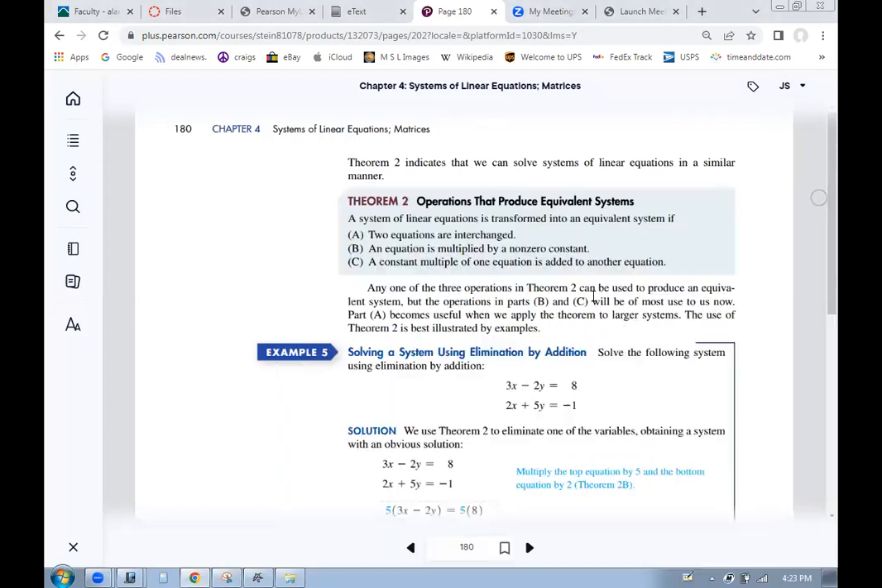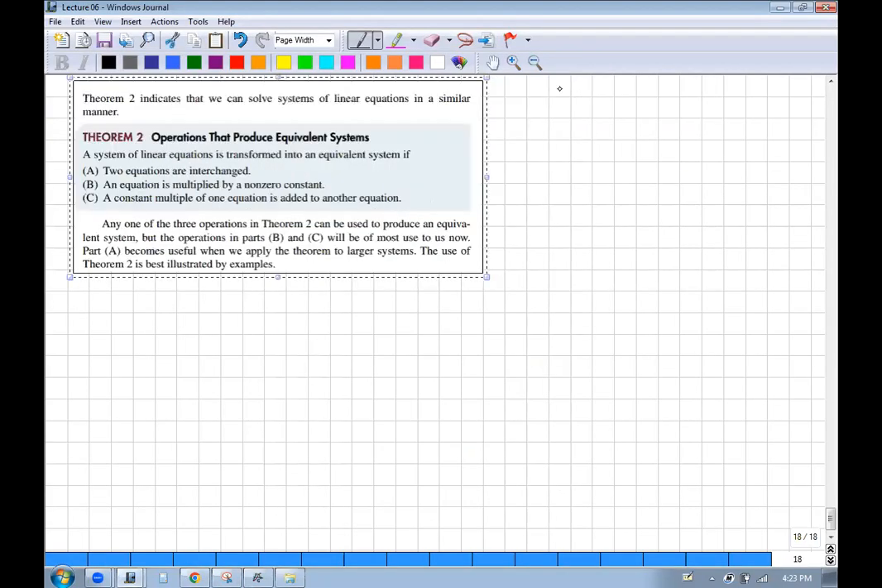So what they're saying here in this theorem, let's see what they're saying. What are they saying?